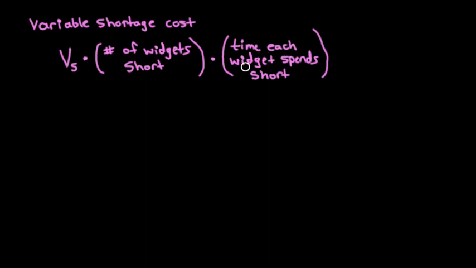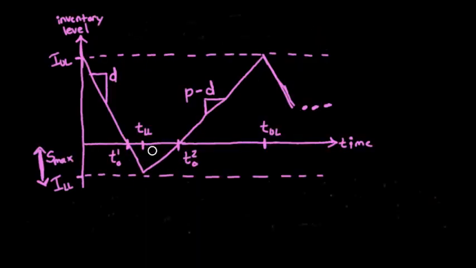Variable shortage cost does not just depend on the maximum number of widgets we plan on being short. It also depends on the time that those widgets spent in backlog. So we have VS, which is our dollars component, times the number of widgets short we are, times the amount of time that each widget spends being short. So here's where the shortage is. And we're doing time times the number of widgets short we are. So this sliver of time times this amount short, plus this sliver of time times this amount short, and so on. And what you end up getting is the area between the curve and our time axis here.